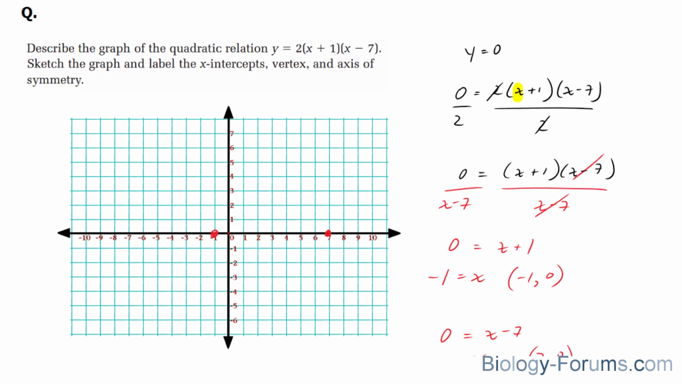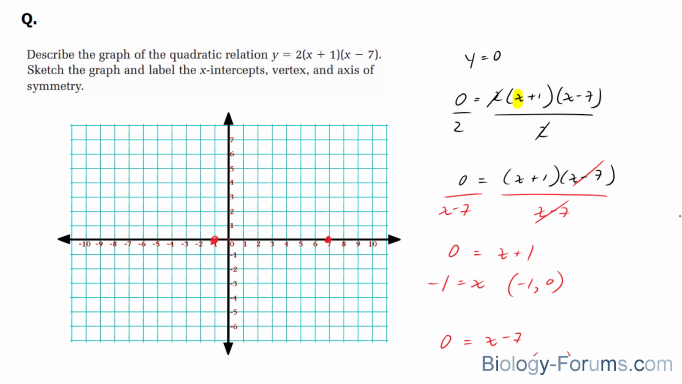And also, we know that the graph will open upwards. And the way we know that is because 2 is positive. And if a is positive, it's going to open up. And if a is negative, it's going to open down. So we know it's going to be a smiley face, but where?